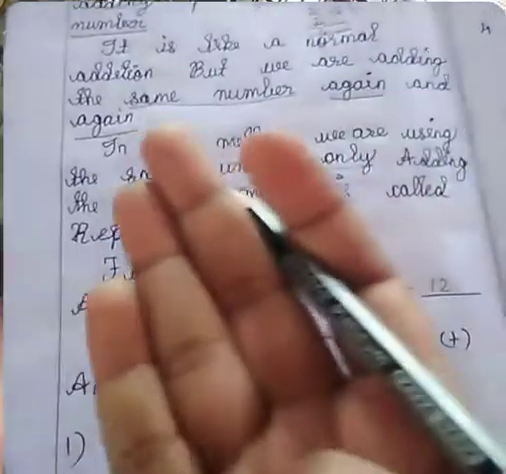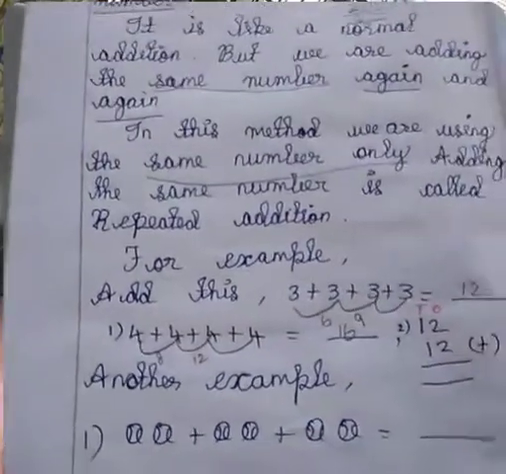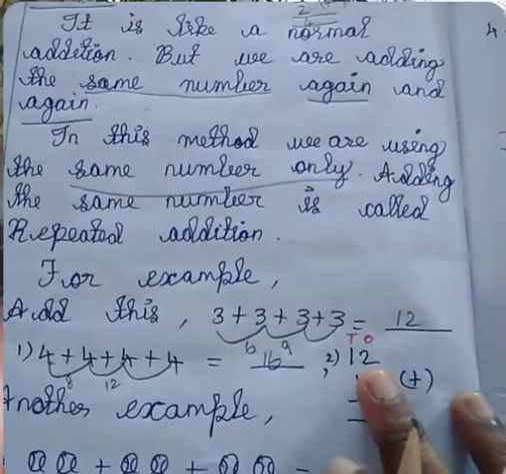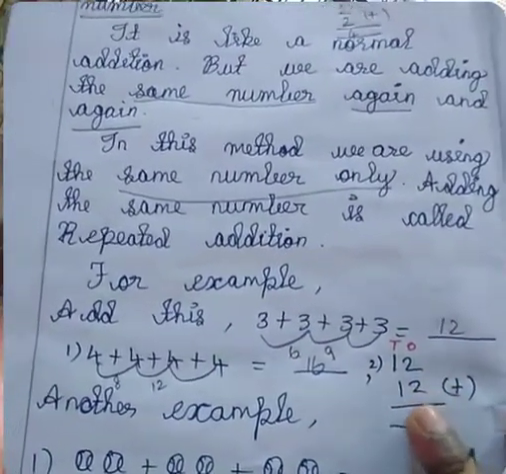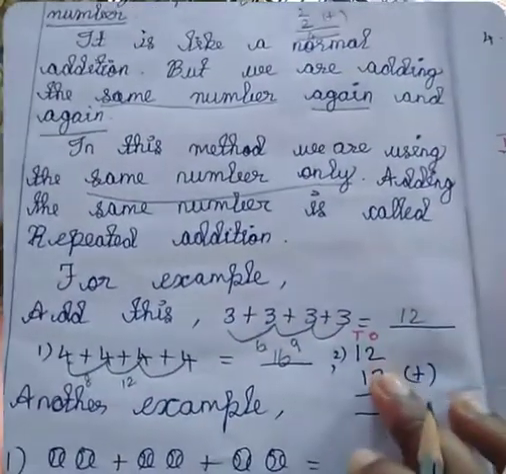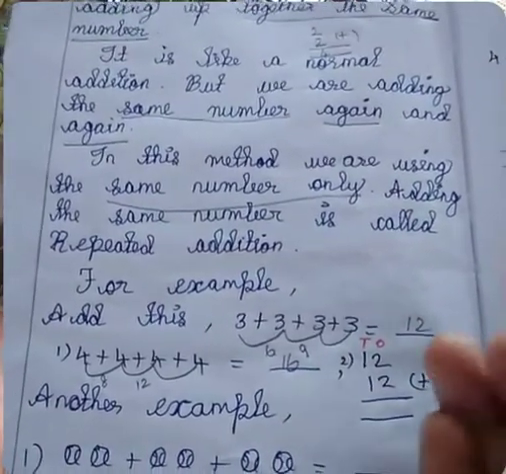12 after 13, 14, 15, 16. Okay, what is the answer? 16. This is one method, you do the sum like this. This is also another method, you do it like this, or it is your wish. You choose your way to add the repeated addition.